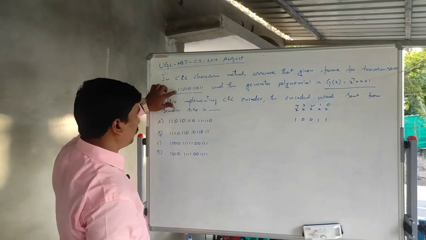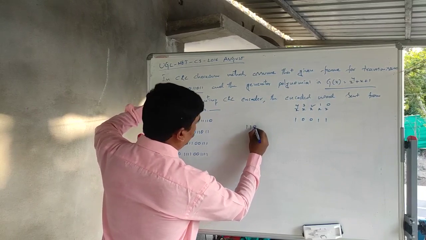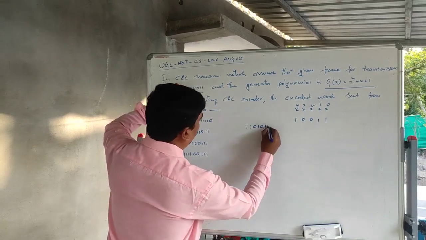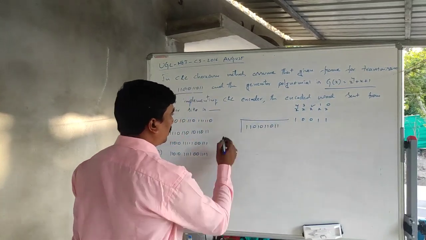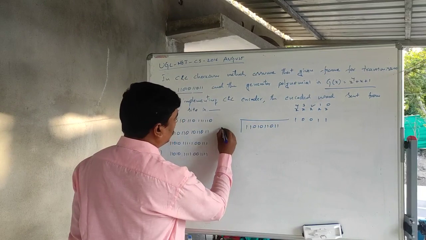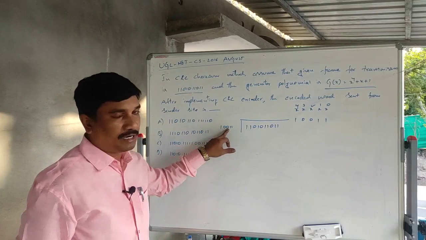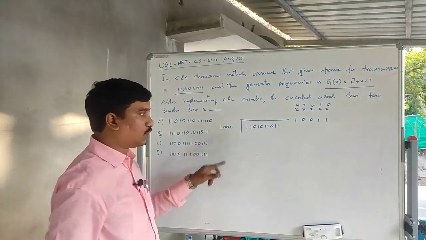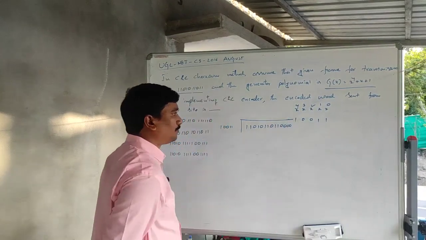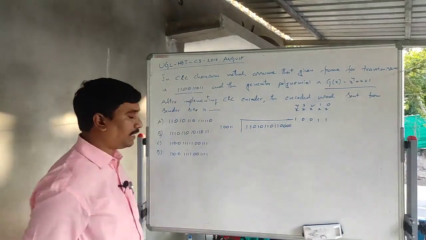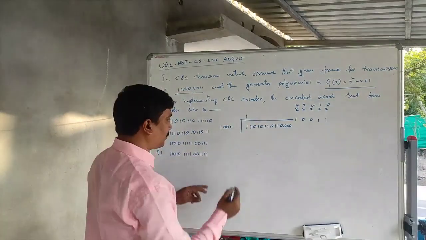Okay, we will solve it first. The given message is 11010 11011, the actual message, and the generator polynomial is 10011. So total how many bits? The total 5 bits. 5 minus 1, 4 zeros we have to add. 4 zeros, right? Okay, then let's do it. So leftmost bit is 1, that's why it's a one time.